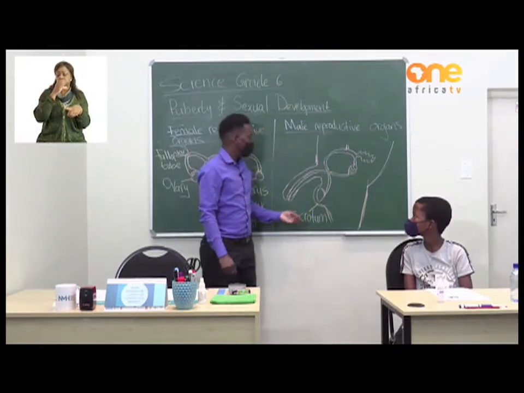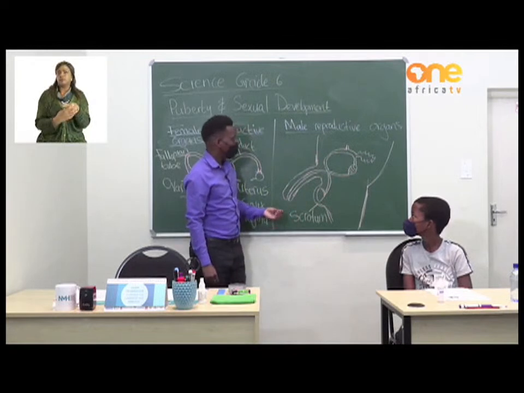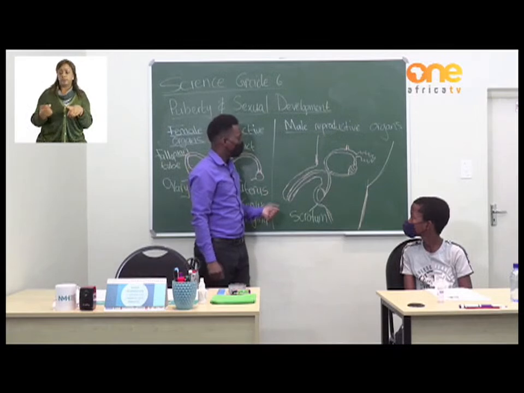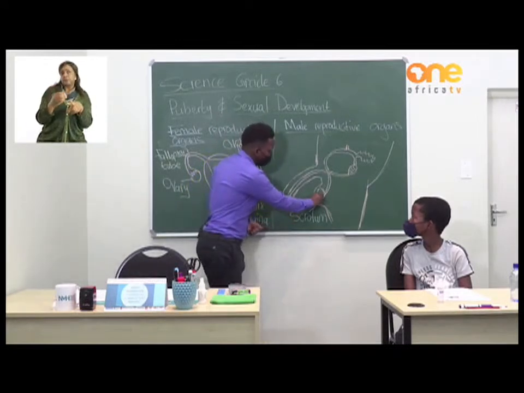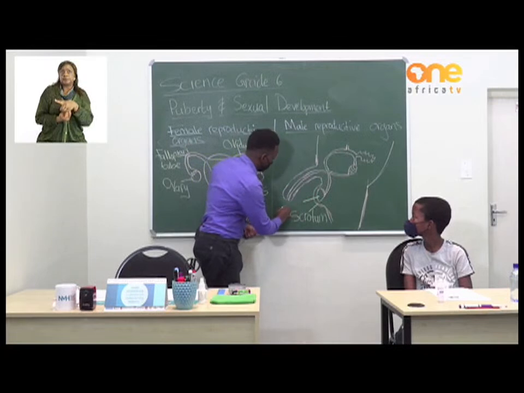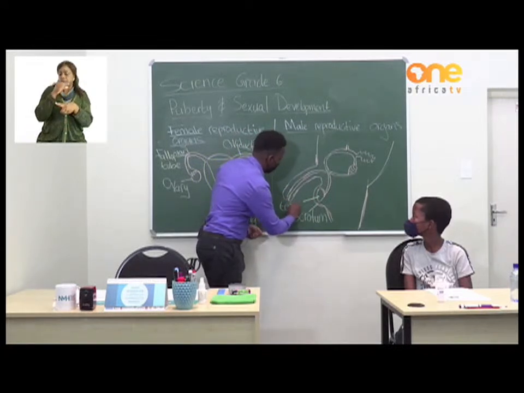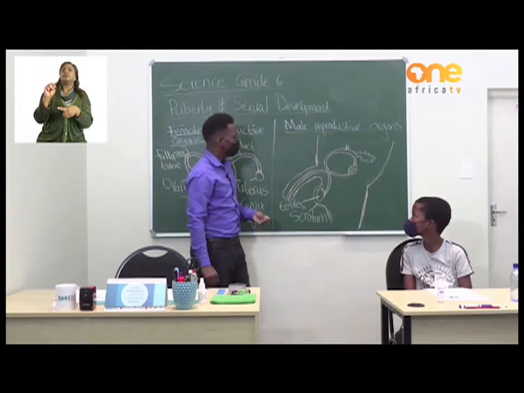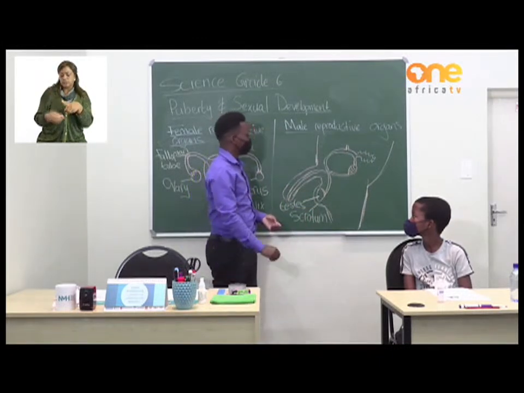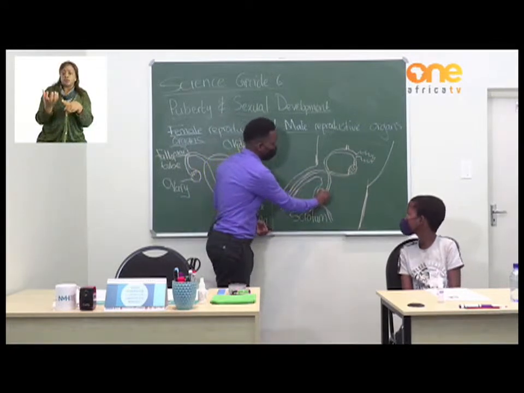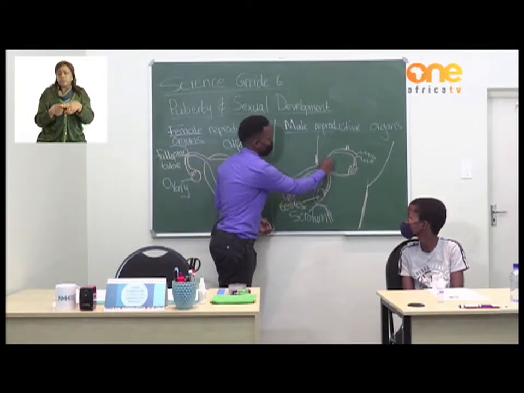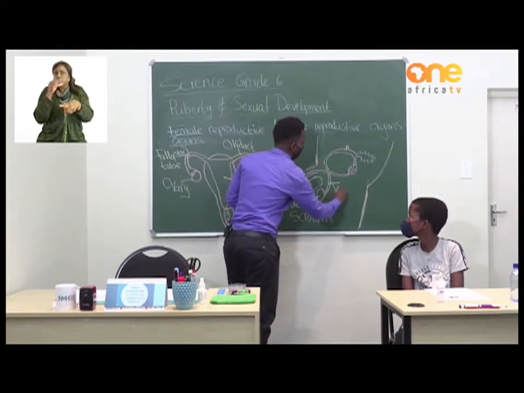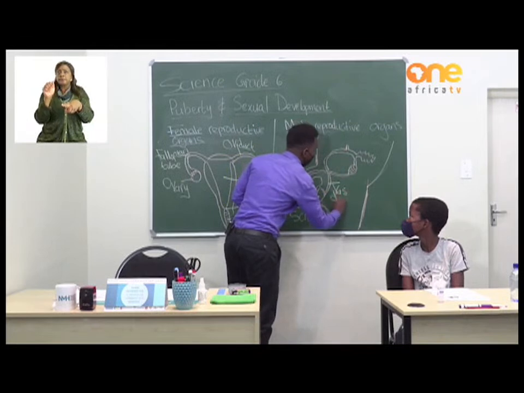Now, the scrotum is part of the external organs that hangs outside the man's body. But inside the scrotum, we have a structure known as the testis. And from the testis, we have another structure coming from the testis going outwards, and this organ is referred to as the vas deferens.